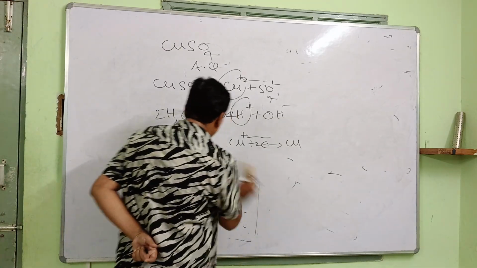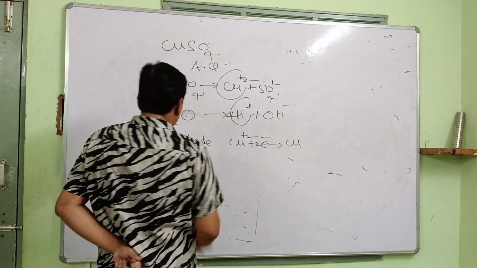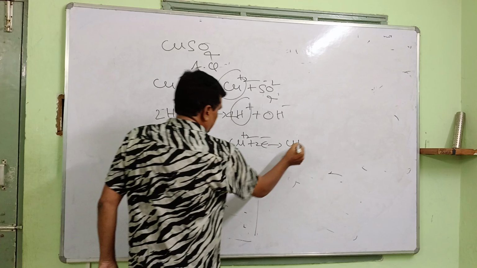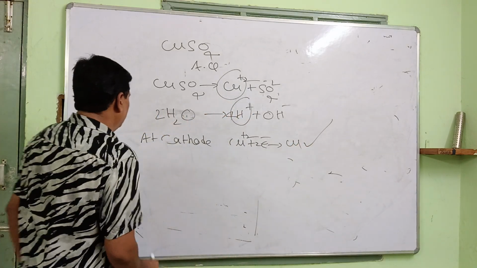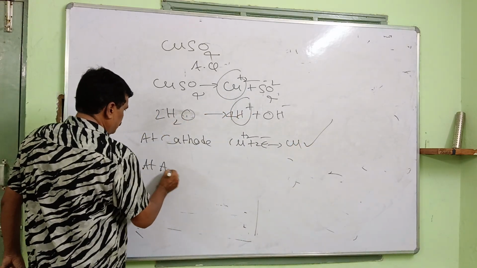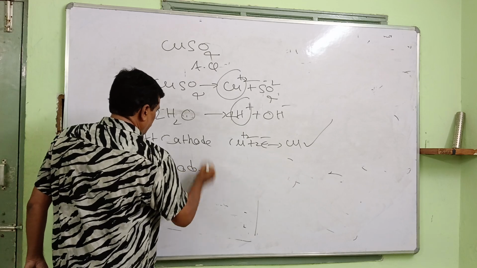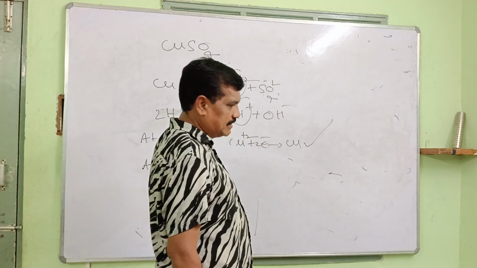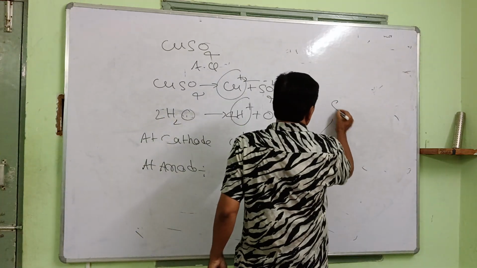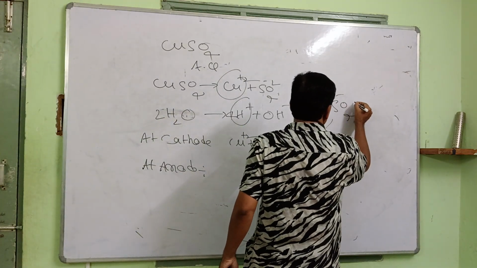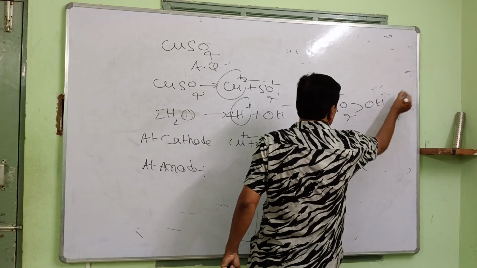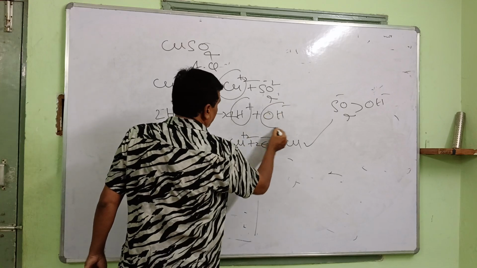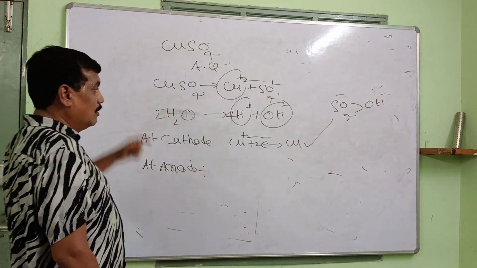No, one minute. At the cathode, copper is deposited at the cathode. Here at the anode, there are two ions, sulfate ion and OH- ion. You know that the discharge potential of sulfate ion is always greater than that of OH- ion. So OH- will be discharged at the anode.